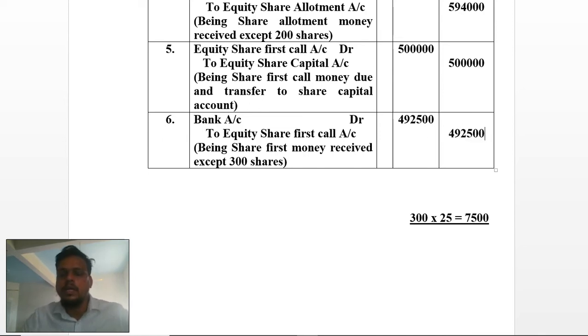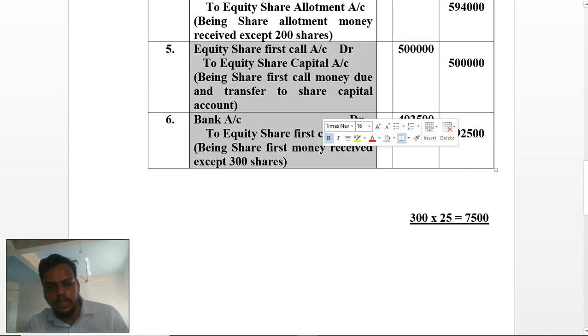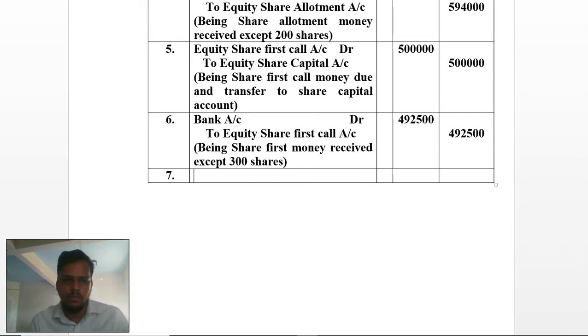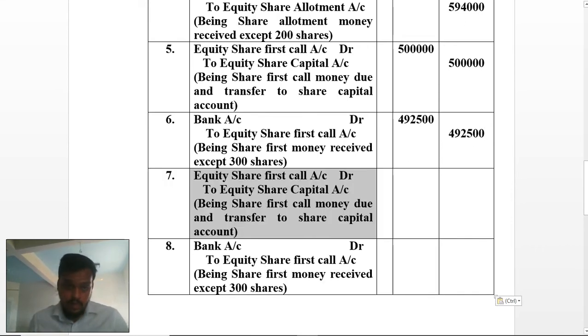4,92,500. This amount has been received from the first call, and then we will go with the final call again. I've copied and pasted the same content, but you have to write it in your book by your hands. So be careful with this. Now we are into the final call.